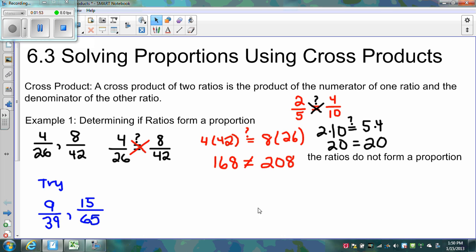So what I'd like you to do is try the following two to figure out if they would form a proportion. If they are equal to each other in the end, then yes, they do form a proportion. If they're not equal, then no, they do not. So press pause and give it a try.